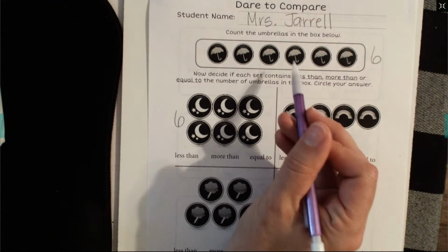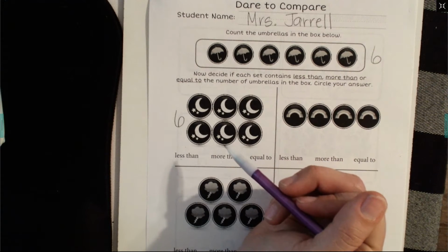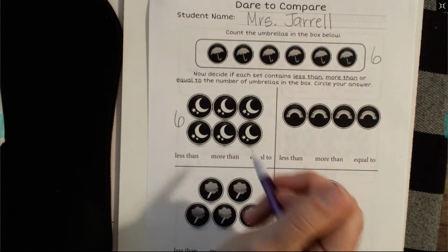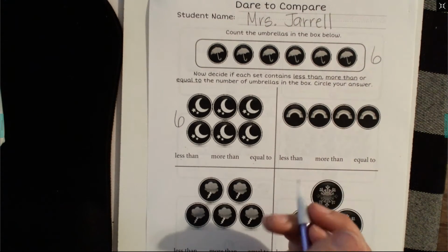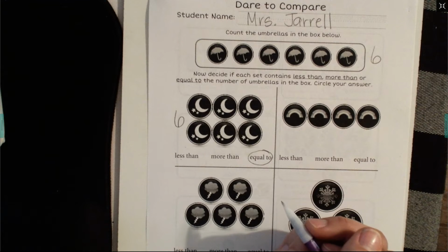Now, is this group more, or are they the same? Yes, you're right, they are the same. So when two groups of objects have the same number, we say that those are equal.